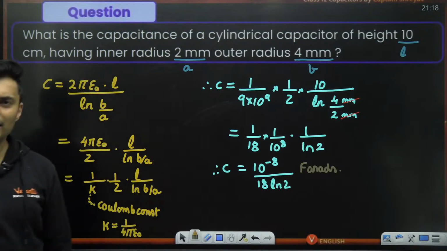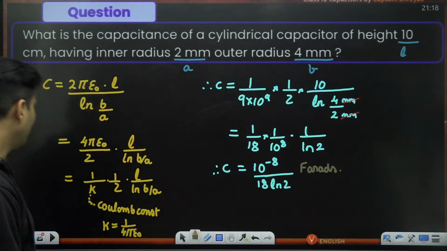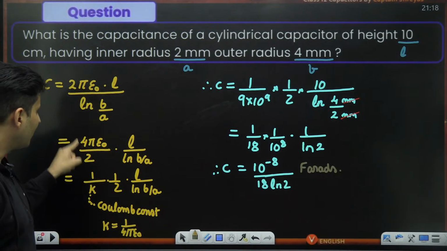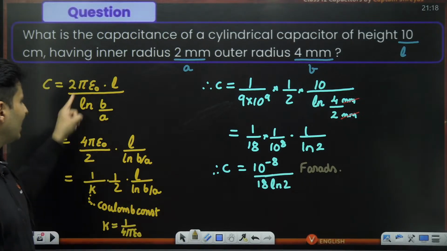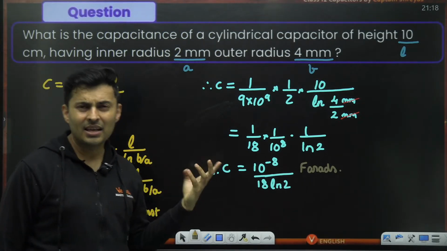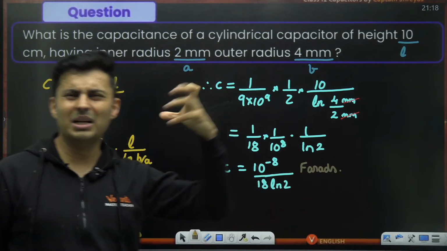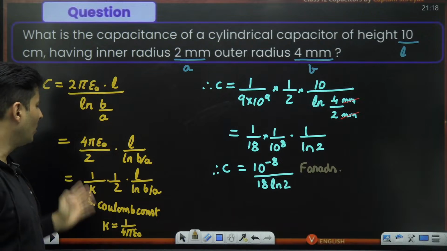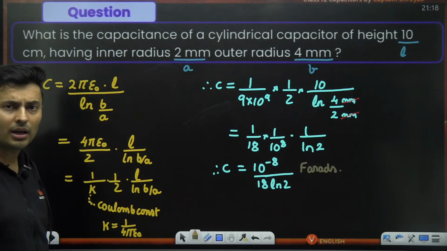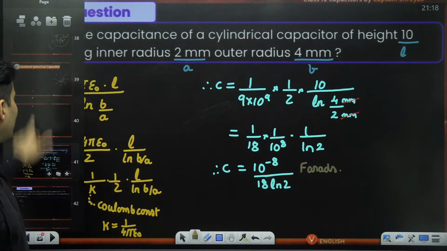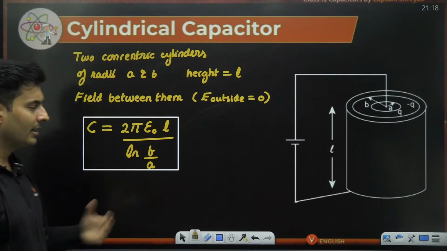Is this clear? How to find the cylindrical capacitance? So this trick helps you simplify it. Otherwise, you will have to multiply with pi, again an irrational number, and 8.85 times 10 to the power minus 12, which becomes tedious. Why do all that? This is a simpler way of calculating. So that is the cylindrical capacitor.